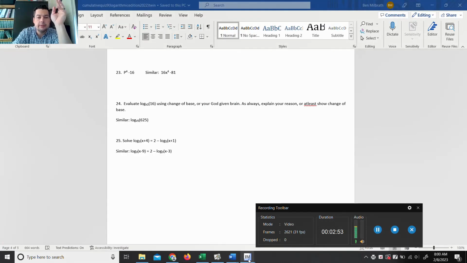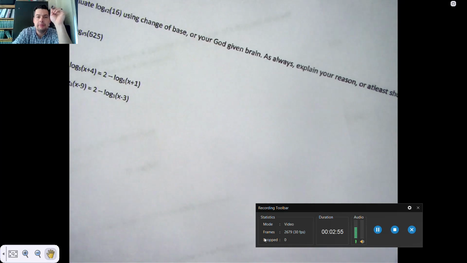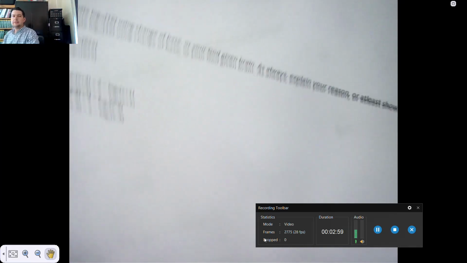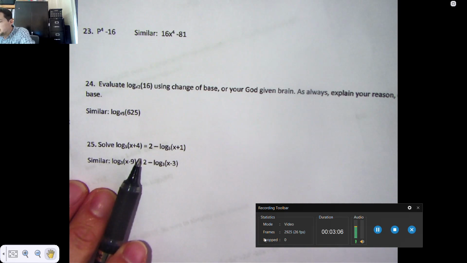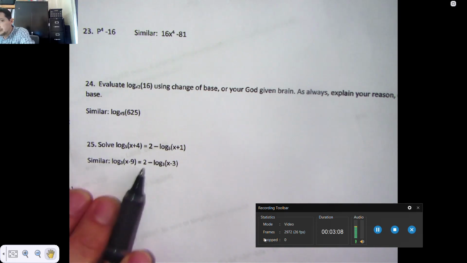All right, so I'm back. I had to make up another 25. This will be the last thing I add to this. So here is a 25. You're supposed to solve a logarithm. There's more than one logarithm in here. So I'm going to do the similar example.